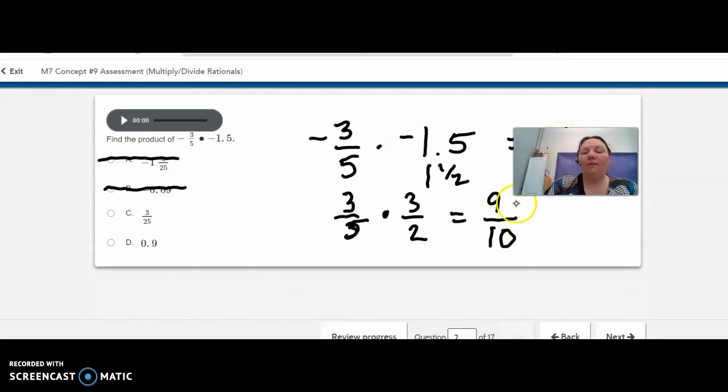And now we have to remember back to a 5th grade skill, which is being able to convert our fractions into decimals. I know that 9/10 is 9 divided by 10, which becomes 0.9. And so letter D is the answer in decimal form.